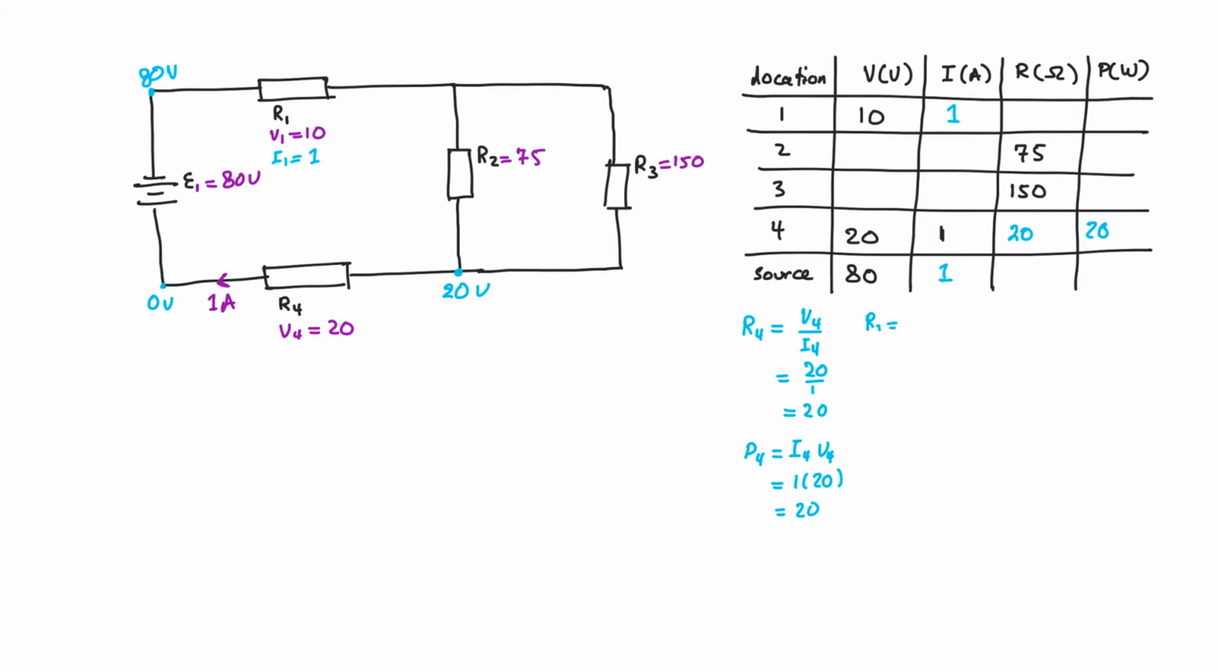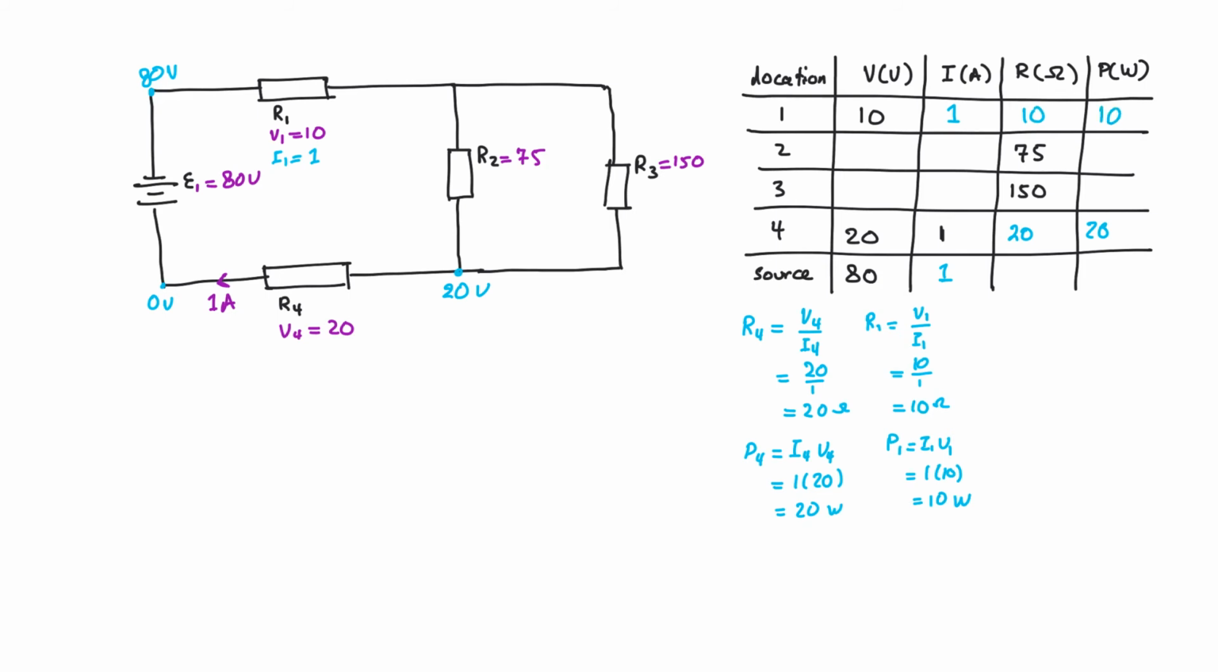Resistance 1 is going to equal voltage 1 divided by current 1, and that's 10 divided by 1, which is 10. And power 1 is going to equal I1 V1, which is 1 times 10, which is just 10. So this is ohms, this is watts, this is watts, this is ohms. So this is 10, and this is also 10.